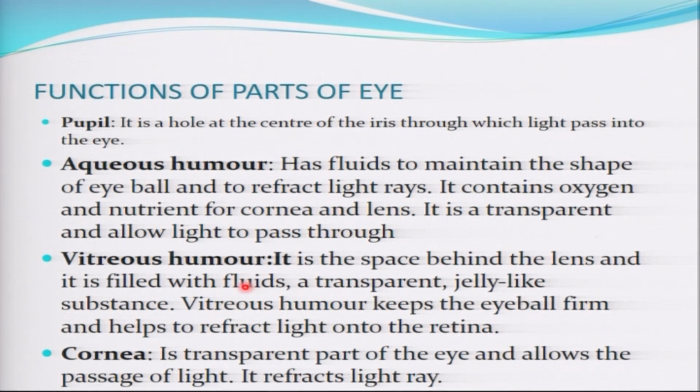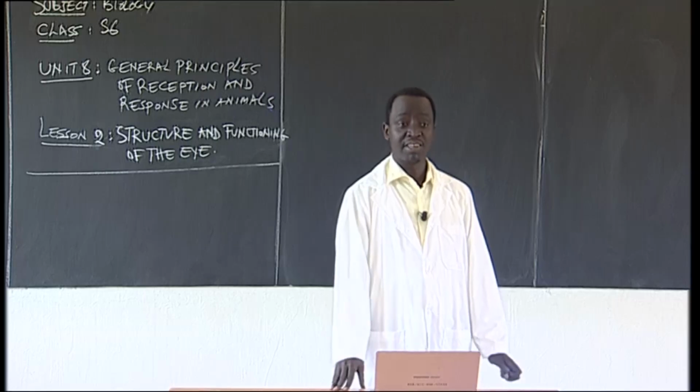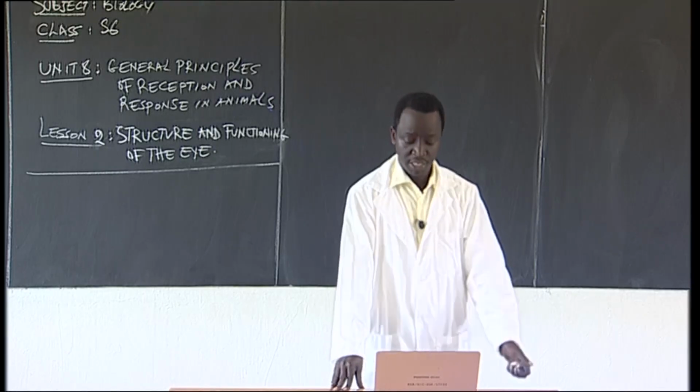Have you seen this? That small structure is what? The hole. It is hole-like. It's called the pupil. What's the role of this one? It is the one that allows the light to pass into the eye. This is more thing. They allow the light to pass into the eye.